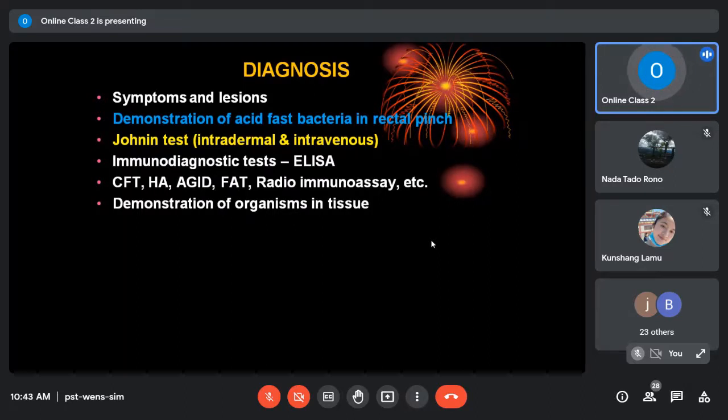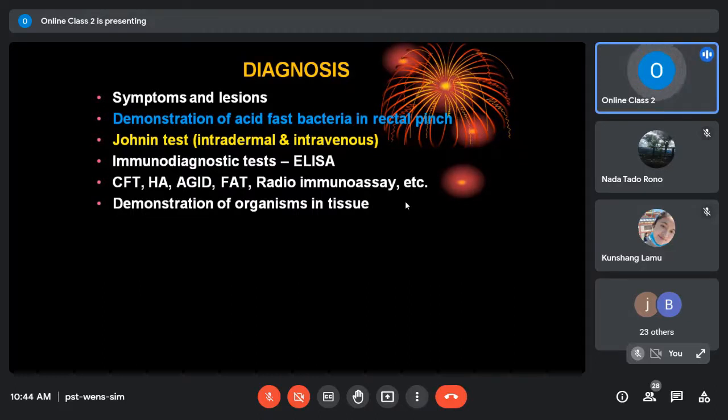Then you can go for demonstration of the acid-fast organism, particularly in a pinch of tissue from the rectum. If you collect some tissue, make a section or a smear, and see it under the microscope after staining with modified Ziehl-Neelsen stain, then we can demonstrate the acid-fast organism. Similarly, like the tuberculin test in tuberculosis, here an intradermal or intravenous injection, the Johnin test, can be conducted for live animals.